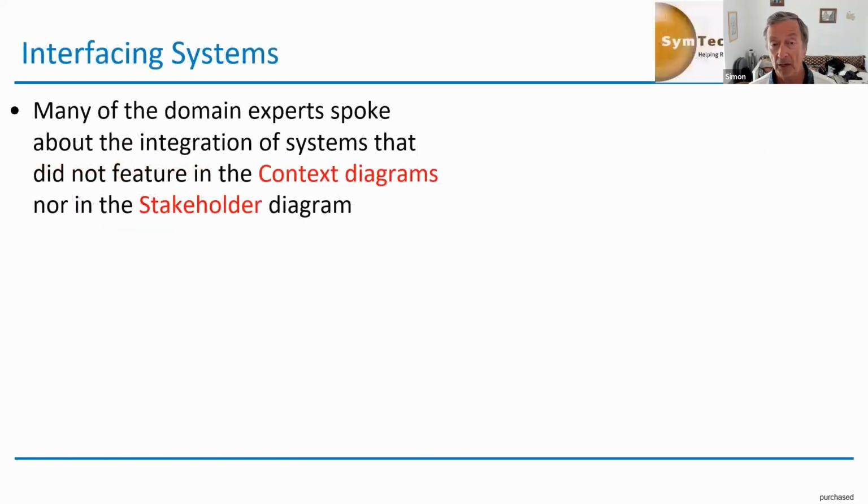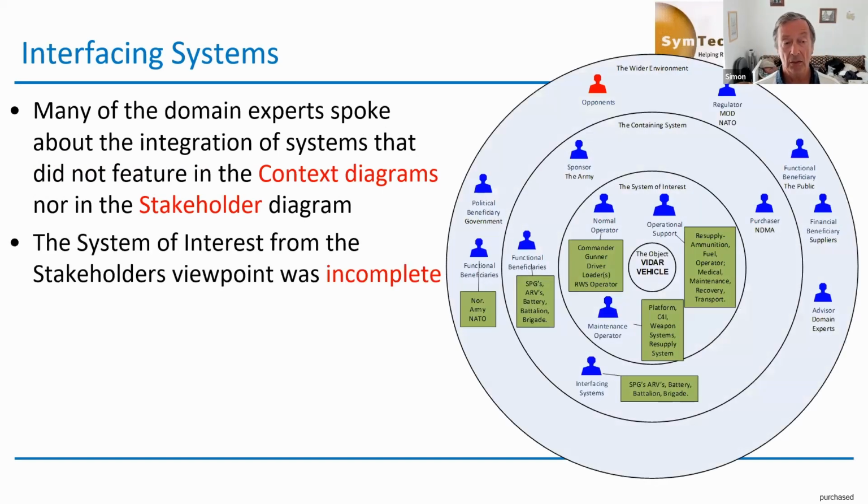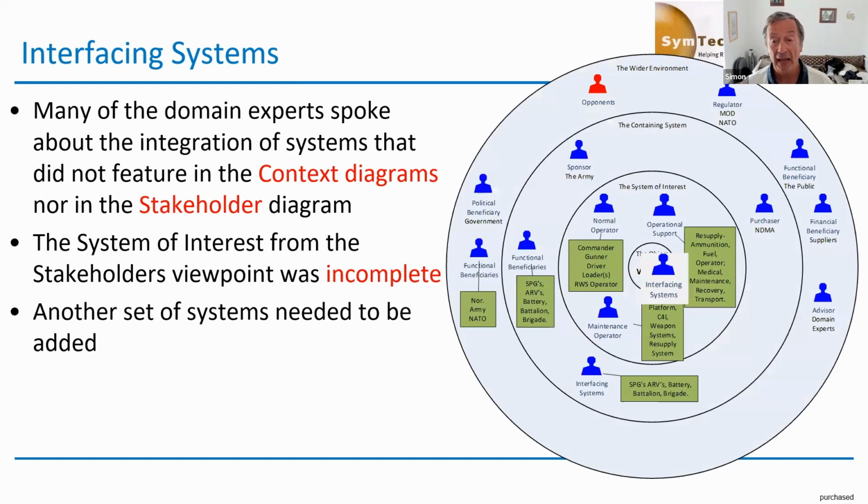A lot of the domain experts that I spoke to talked about integration of systems that don't feature on that context diagram, nor in that stakeholder diagram. Oh dear. So the system of interest from a stakeholder's point of view was actually incomplete. There was something we had not identified, which we really needed to identify. And that was another set of systems, the owner of the interfacing systems.